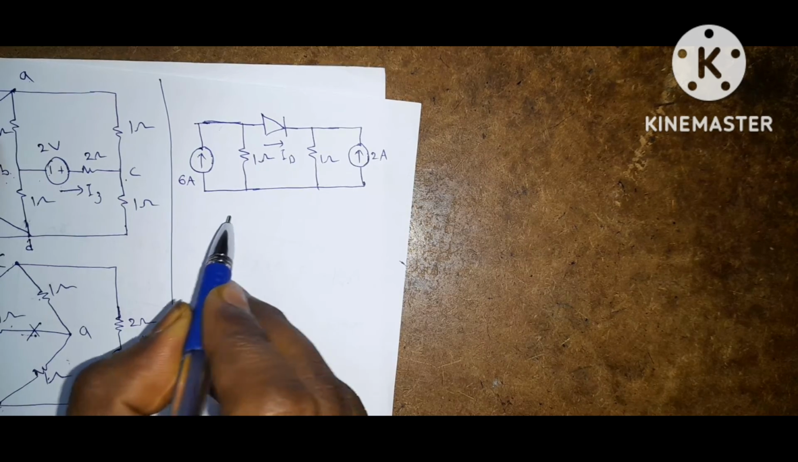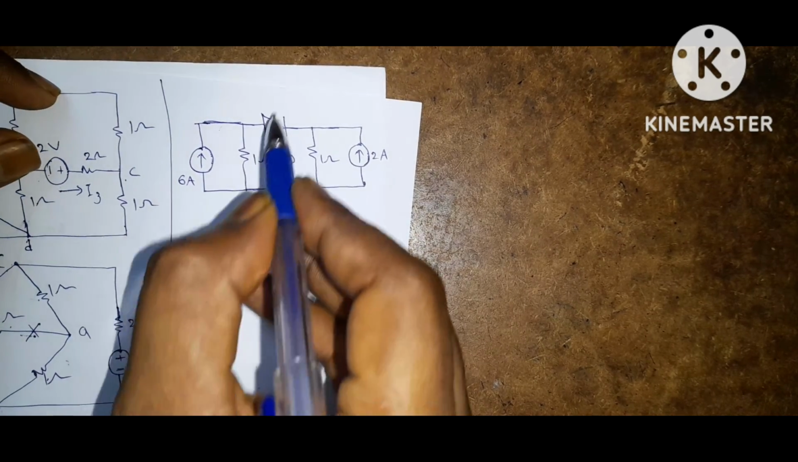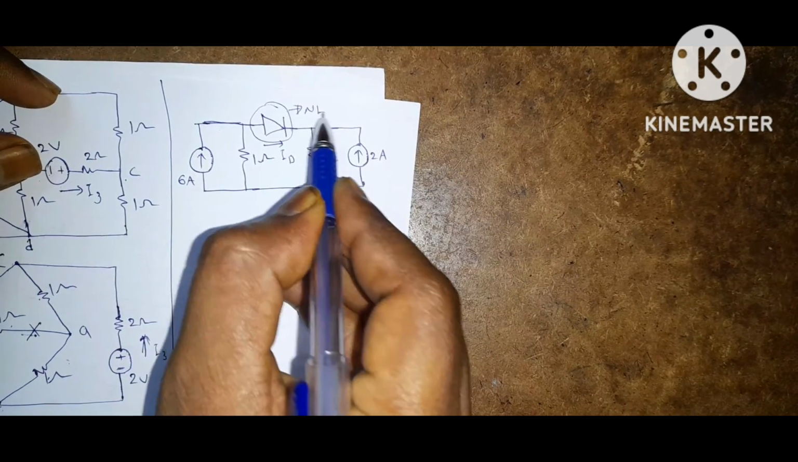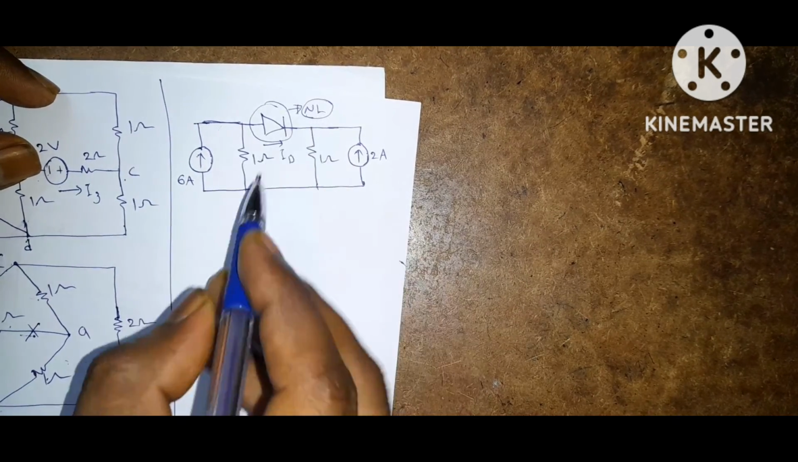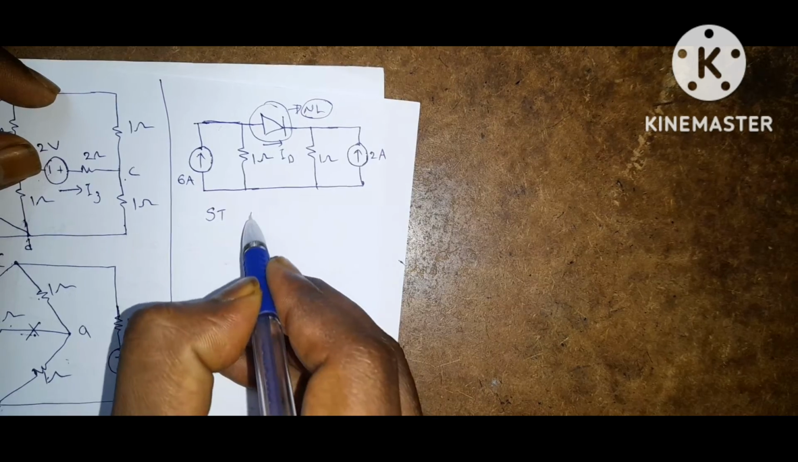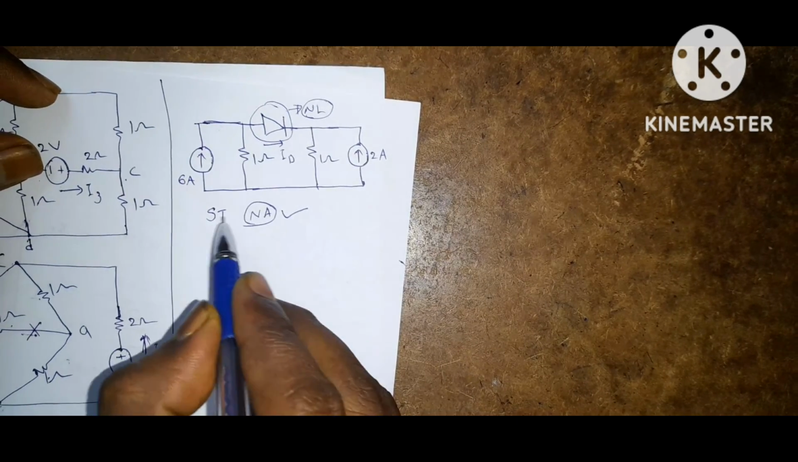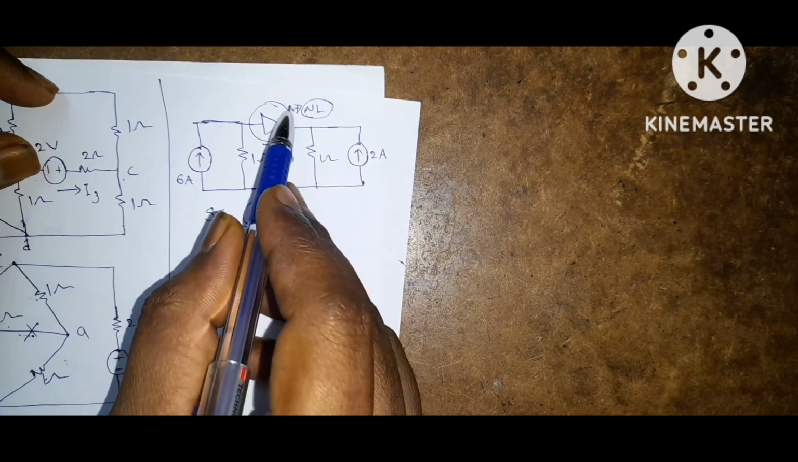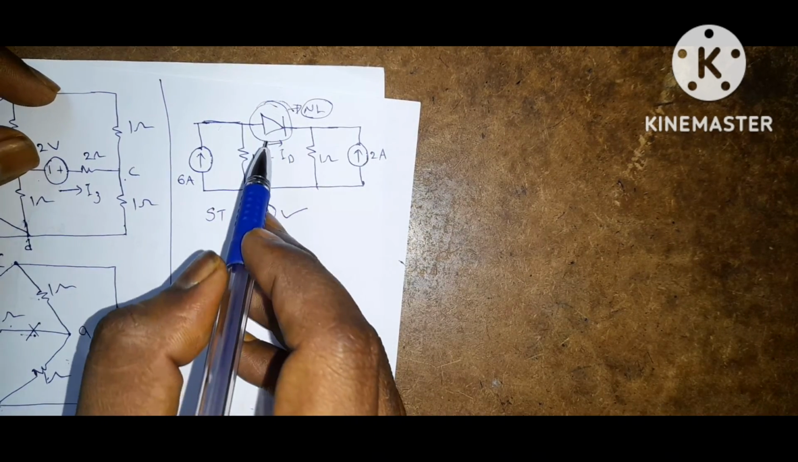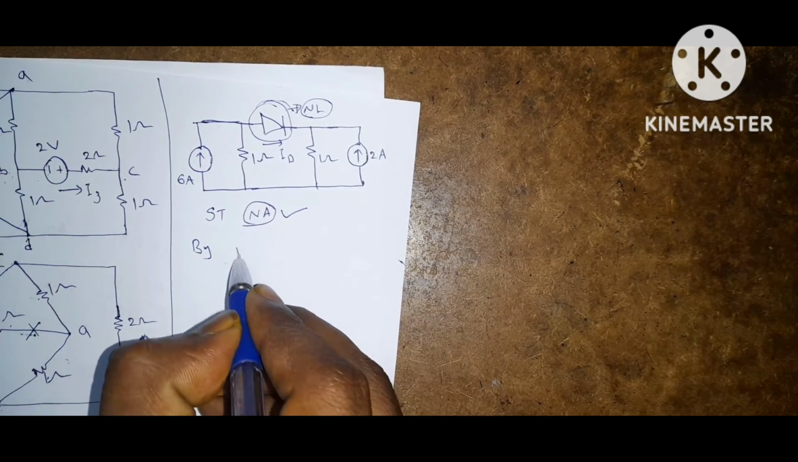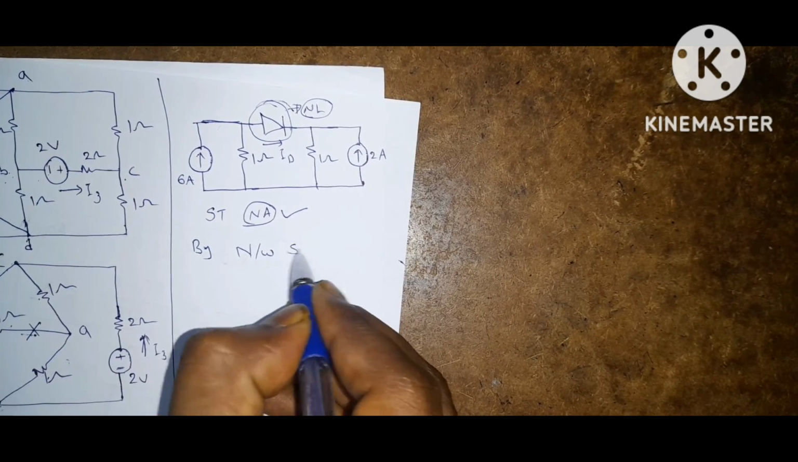Okay, this is the given circuit. If you notice here, this is a diode. Diode is a non-linear element. So superposition theorem is not applicable. Very, very important point: superposition theorem is not applicable for non-linear elements. If a circuit contains a non-linear element, superposition theorem is not applicable. So we solve by network solving techniques.